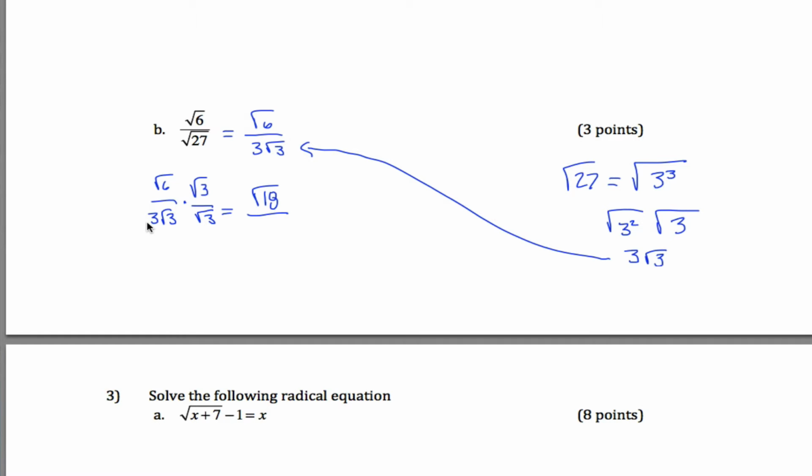And in the bottom, I would have 3 times root 3 times root 3. So I'd have 3 times 3. So I'd have the square root of 18 over 9. However, the square root of 18 is 3 root 2. So I'd have 3 root 2 over 9, which can reduce to root 2 over 3. So right here would be my final answer.